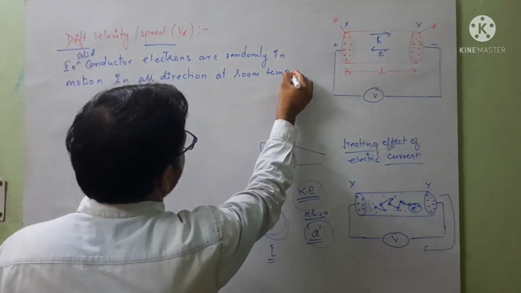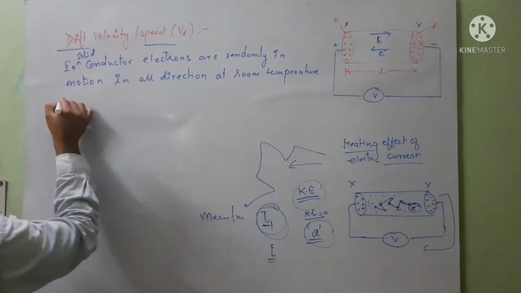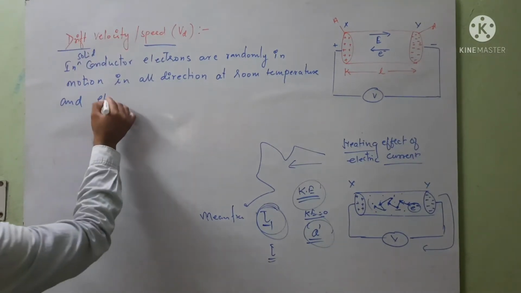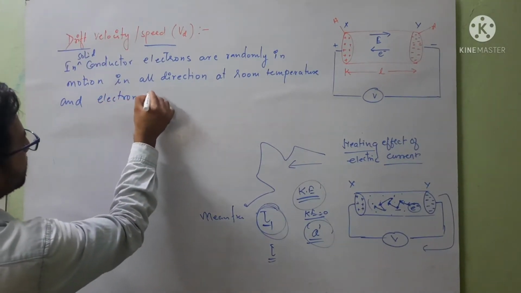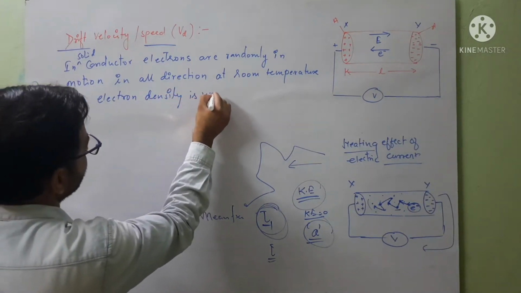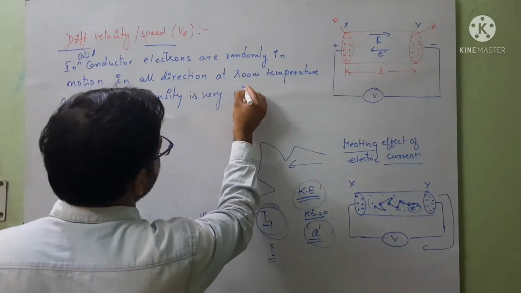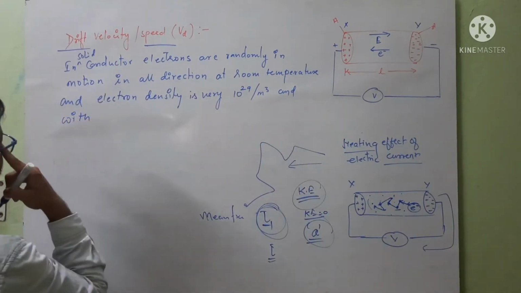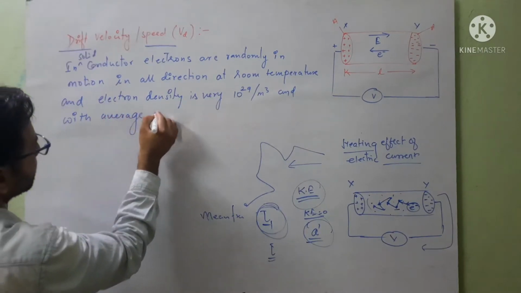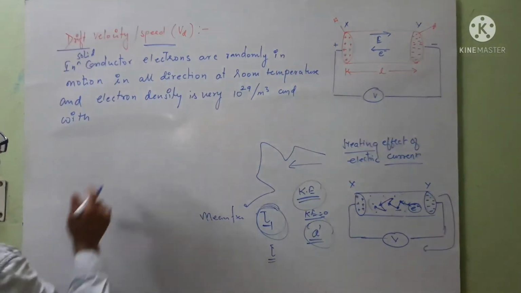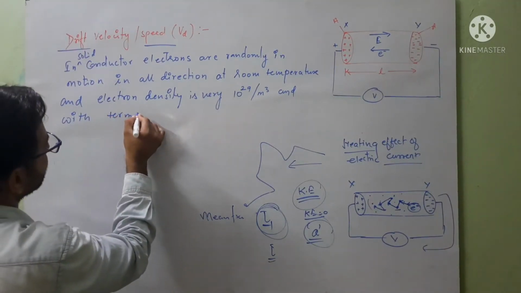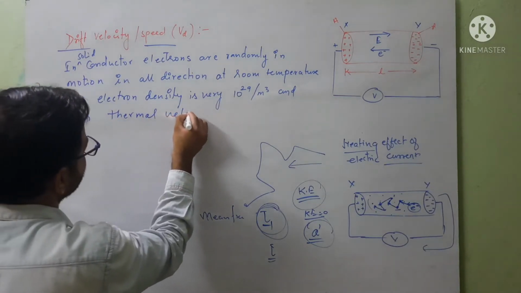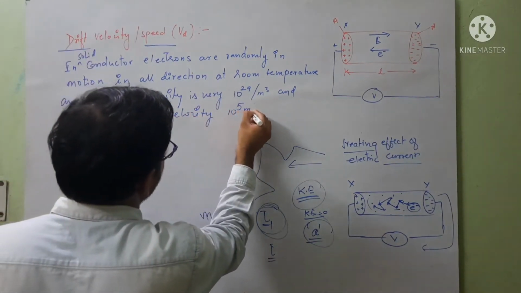Room temperature, and the electron density means number of electrons per unit volume, and electron density is very high in conductor, which is near about 10 raised to the power 29 per meter cube, and with average thermal velocity, which is near about 10 raised to the power 5 meter per second.